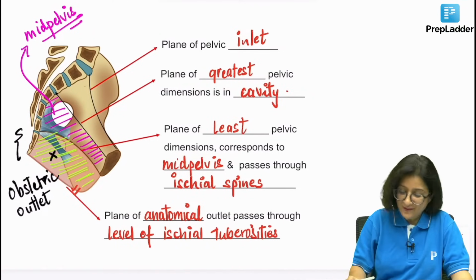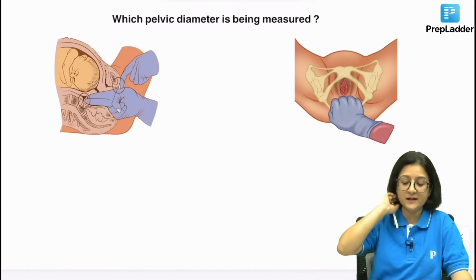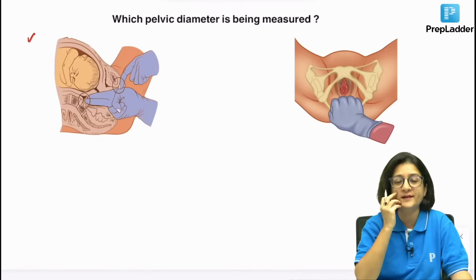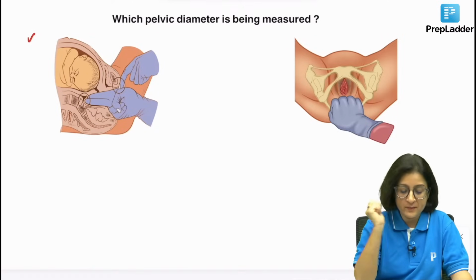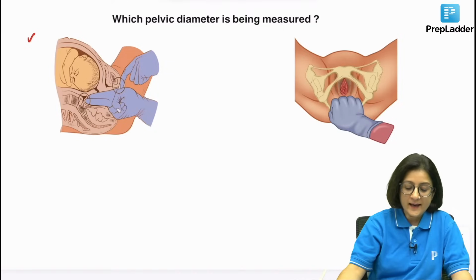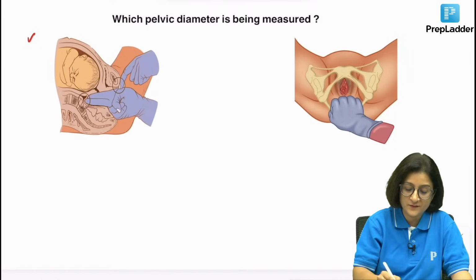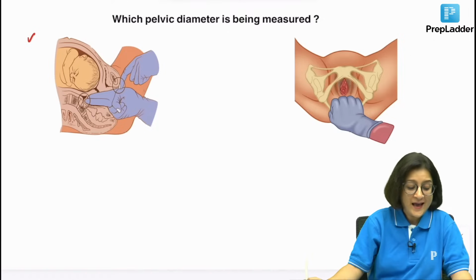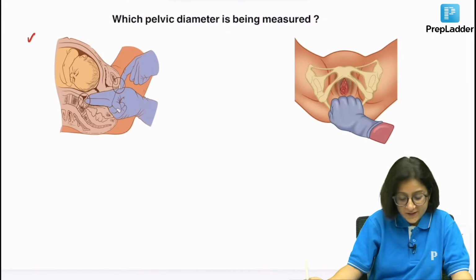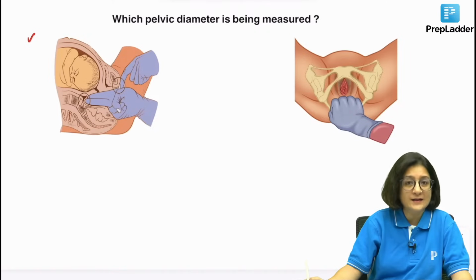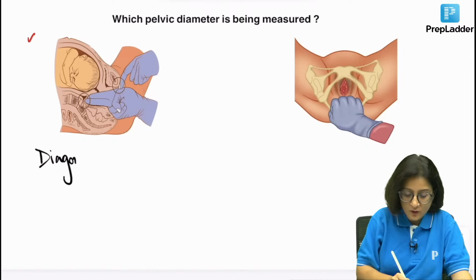Excellent. So all of you are pretty well prepared, I can see that. Now, which diameter is being measured here in each of these images? On the left, the first one on the left, which pelvic diameter is being measured? Extending from the lower border of pubic symphysis to the tip of the sacral promontory. This is, Raghav, not the obstetric conjugate. The only anteroposterior diameter of the inlet that one can clinically determine is the diagonal conjugate.